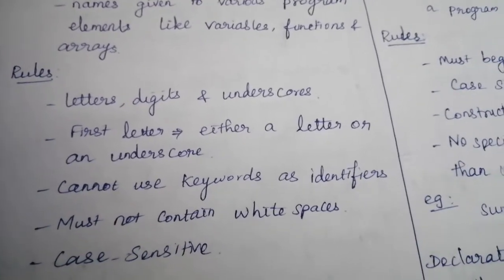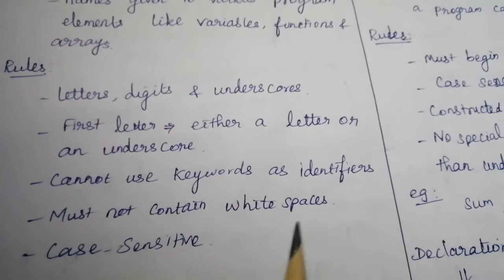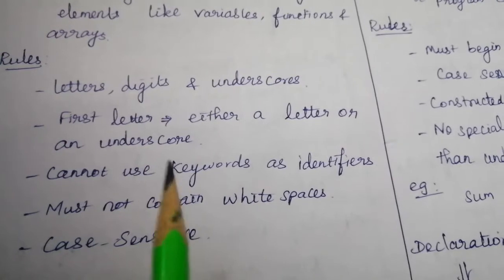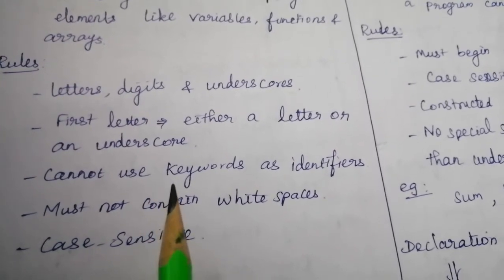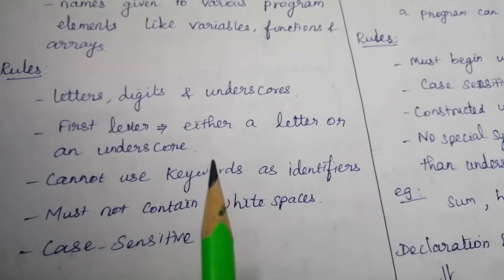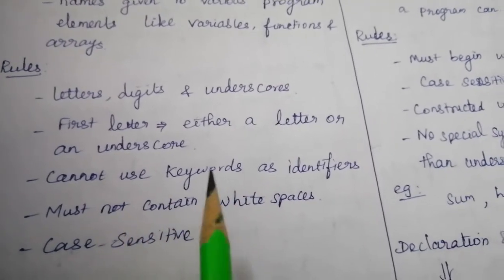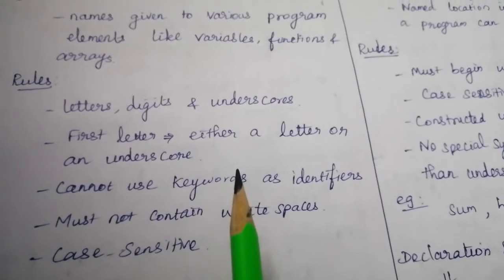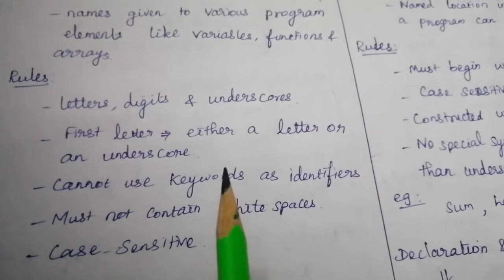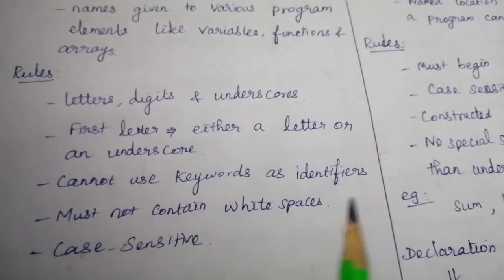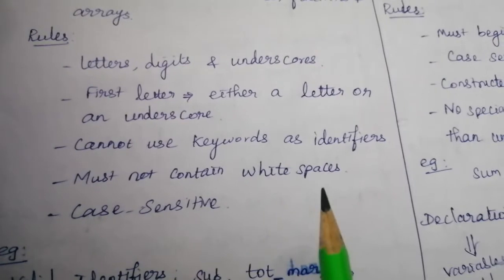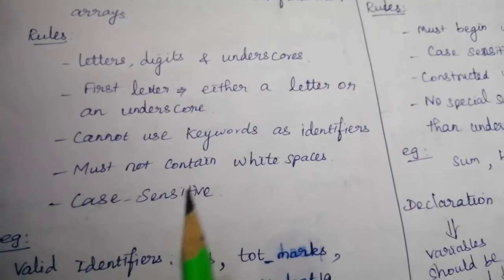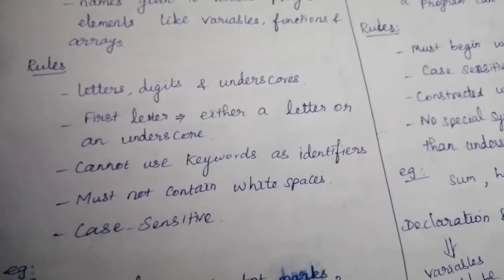Your identifier must contain a combination of letters, digits and underscores. Here the first letter must be either a letter or an underscore. The first letter should not begin with a number. We cannot use keywords as identifiers, like goto, switch, if, else, int, float. It must not contain white spaces or any blank spaces. It must be case sensitive. So this is about the rules for naming identifiers.